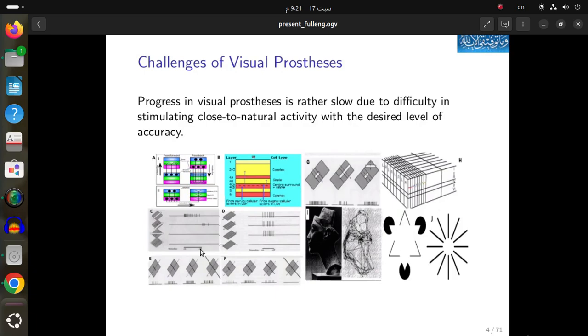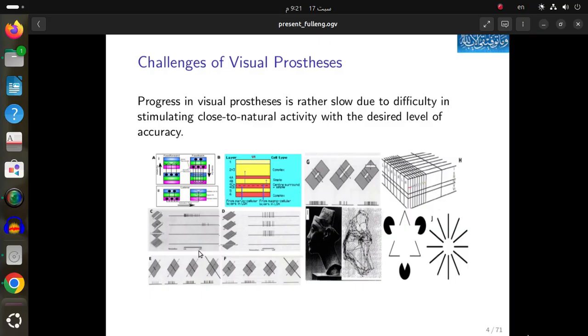The challenges of visual prostheses. Why is it a challenging problem? Mainly because the visual pathway is very complicated. It consists of different visual areas. Each visual area consists of different layers. There are connections between the different areas and between the different layers. There are feedback connections and feed-forward connections. There are different types of cells.